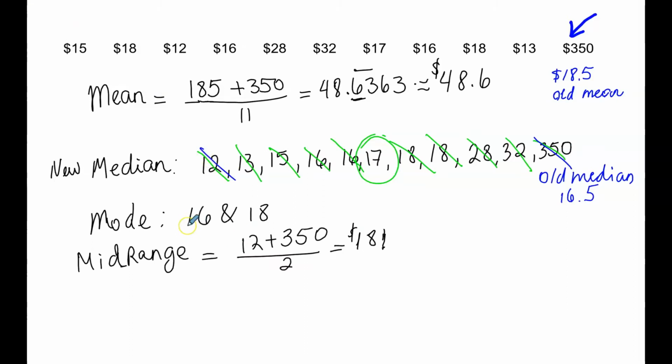Mode is still the same. We have two modes, 16 and 18. And midrange, as you can see, also changed significantly because now we add the outlier as the right limit and we still have 12 as the lower value. The new midrange is 181. It is significantly higher than the old midrange of 22.